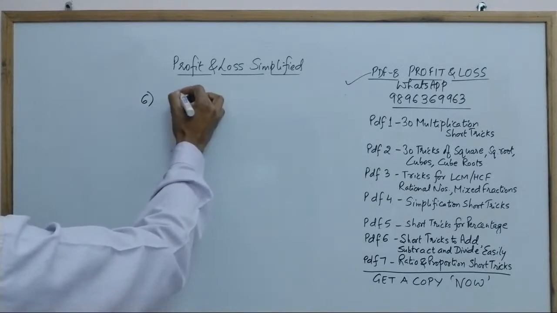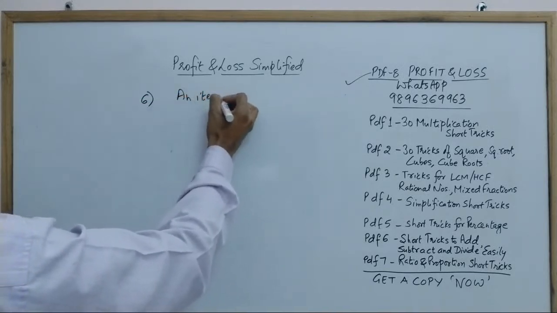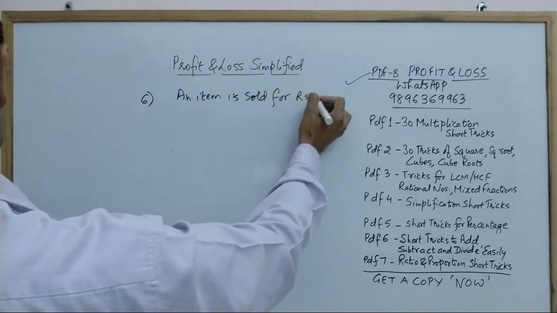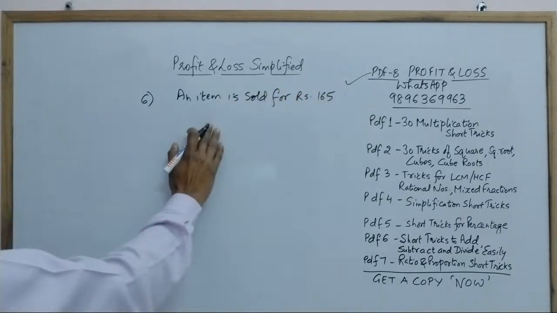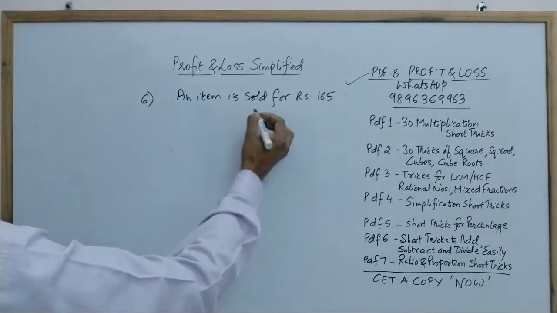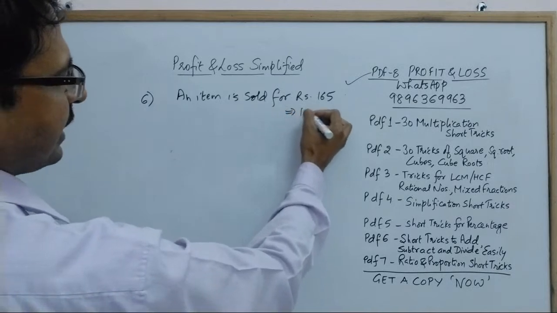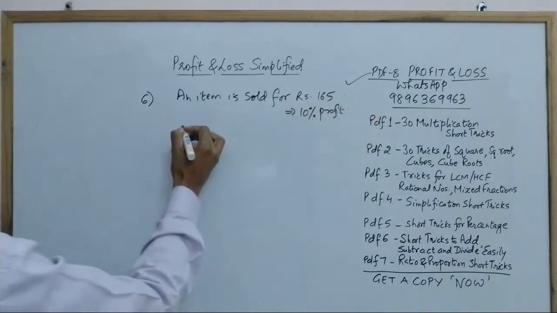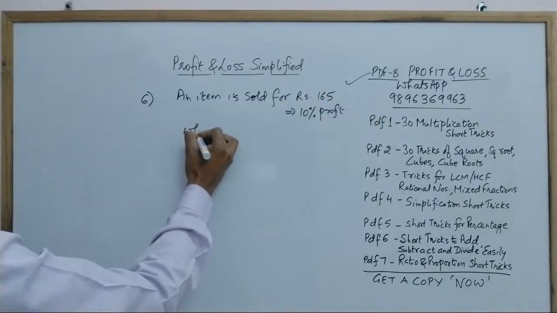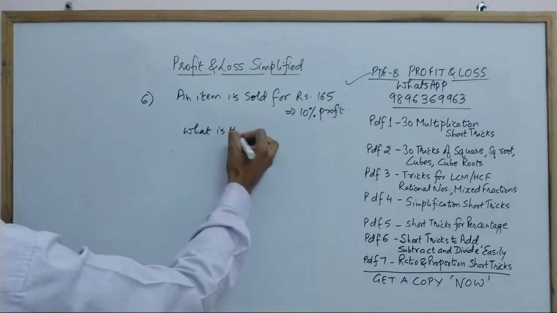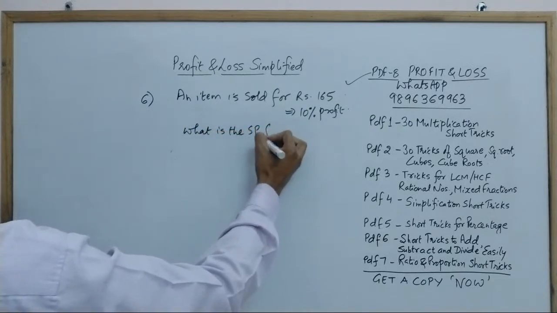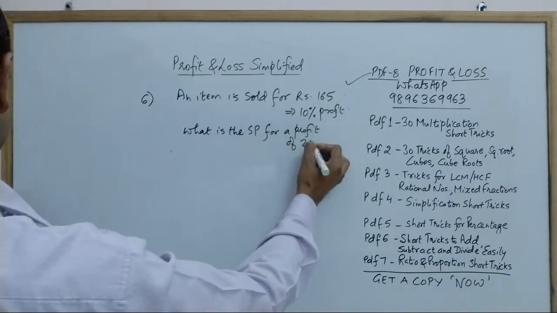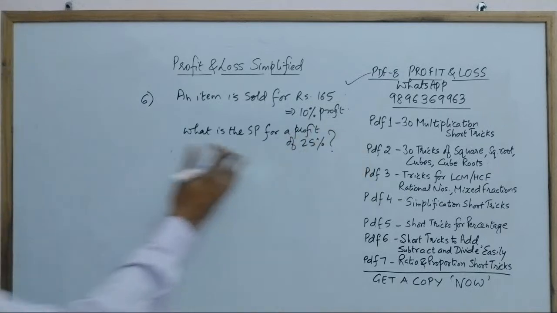An item is sold for rupees 165, and for this it has 10% profit. So you need to find out what is the SP, that means the selling price, for a profit of 25%. Now very easy question again.